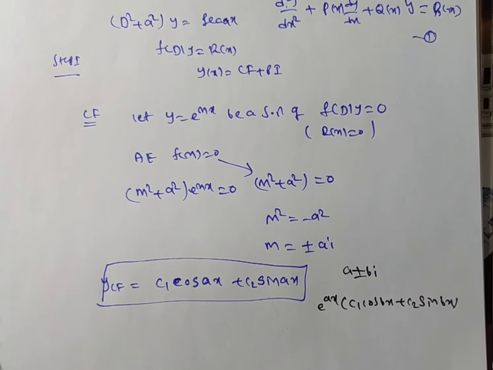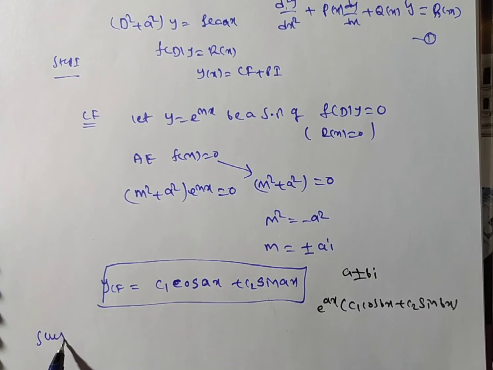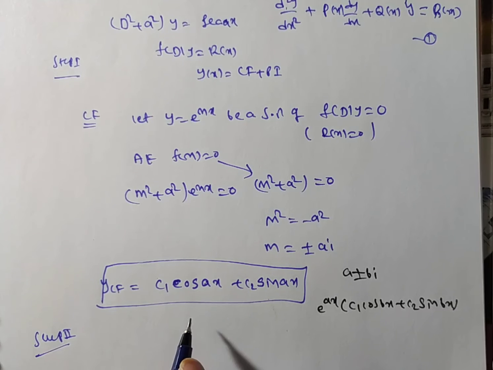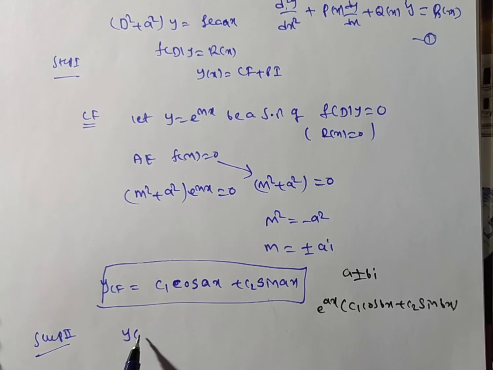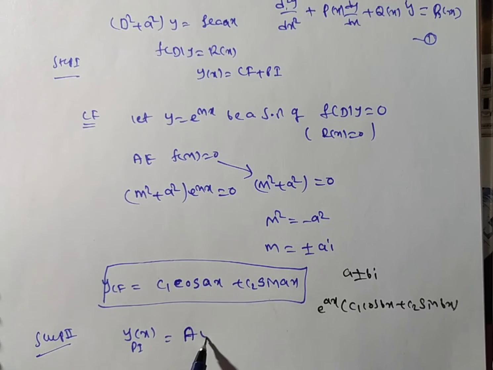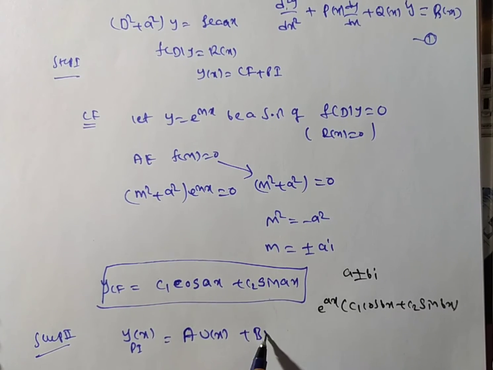Okay. Now we have to find the particular integral in step 2. For the particular integral, from the complementary function, we consider the particular integral as A u(x) + B v(x).